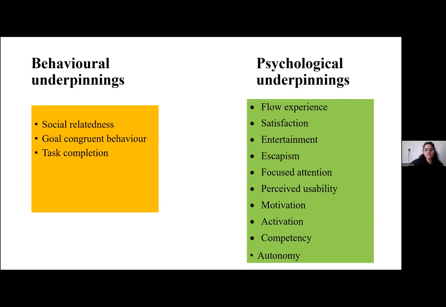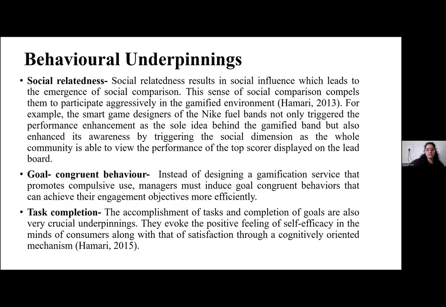So these are the behavioral underpinnings and psychological underpinnings. Now we'll discuss them one by one. The behavioral underpinnings were the social relatedness. So the social relatedness results in social influence, which leads to emergence of social comparison.